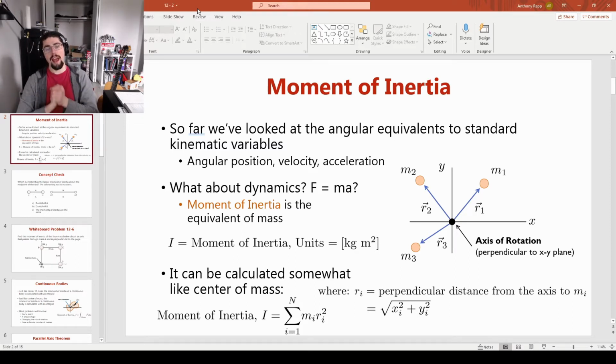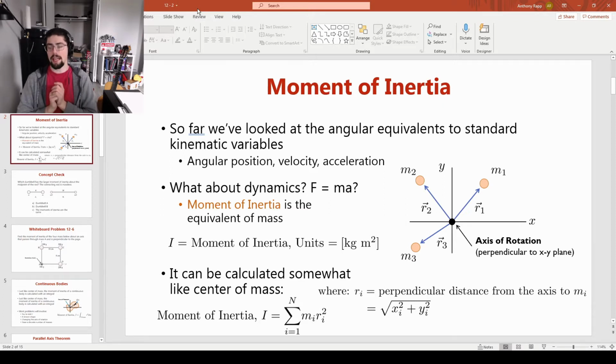So far we've looked at rotational kinematics: position, velocity, acceleration, those big three. We've talked about how there's some weirdness to it, but at the end of the day, we can pretty readily transform back and forth between those. All we really need to do is multiply by a radius, and then we're back to our original thing.